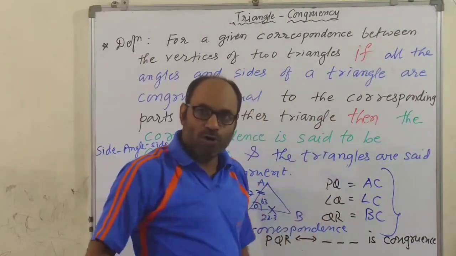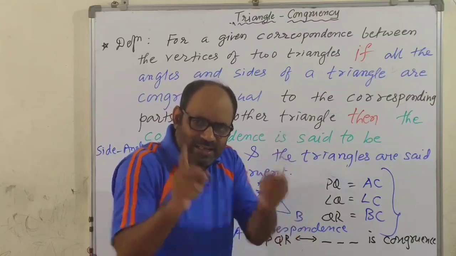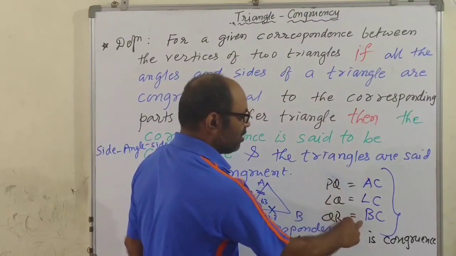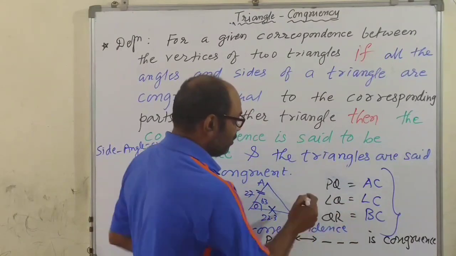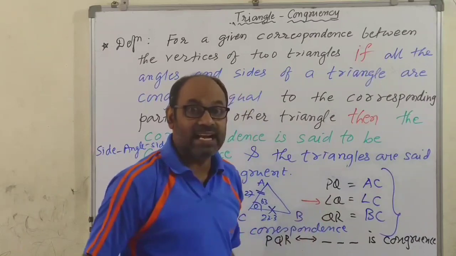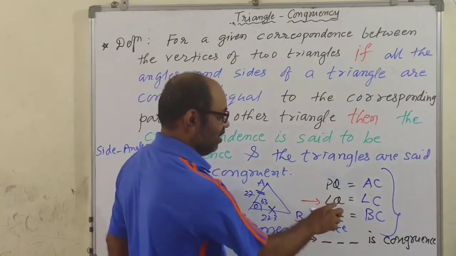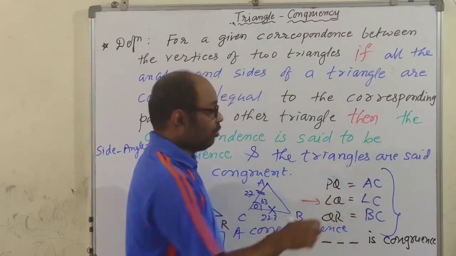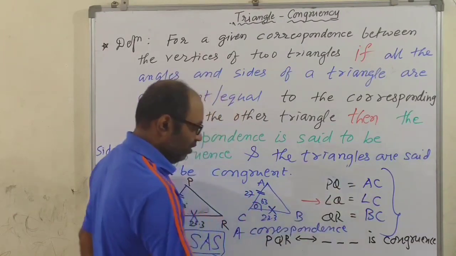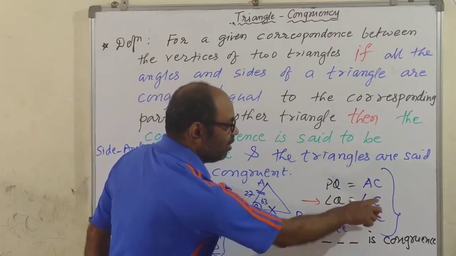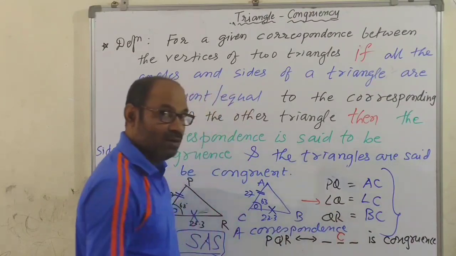Out of these 3 congruent corresponding parts, is there any pair of angles? We got 2 pairs of sides and 1 pair of angles. So first you choose the angle, because you get direct correspondence from angles. Angle Q is equal to angle C. So Q corresponds to C. In which order is Q? Second order. So in second order, you will write C.